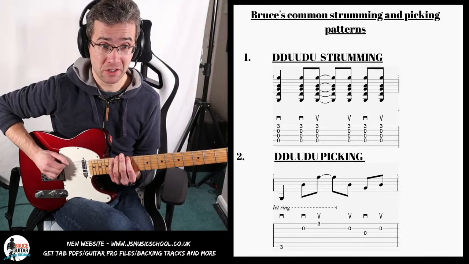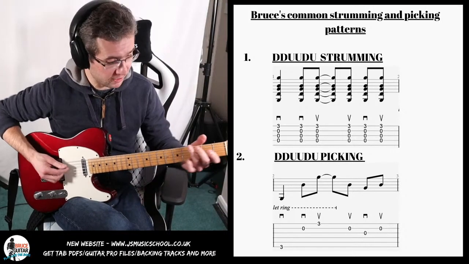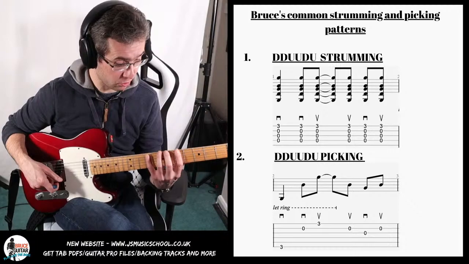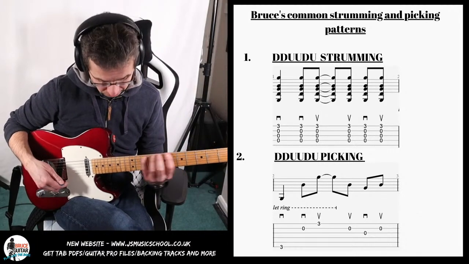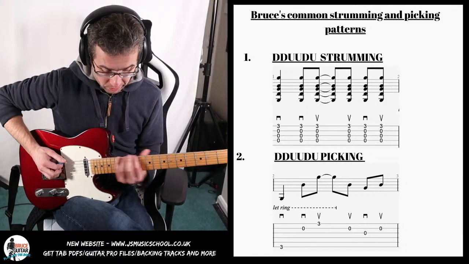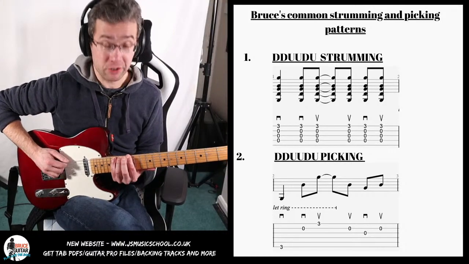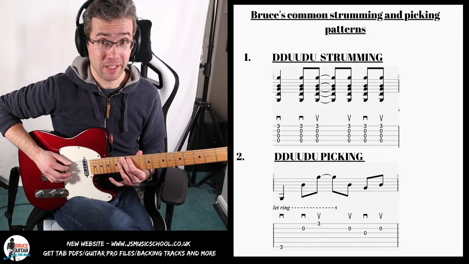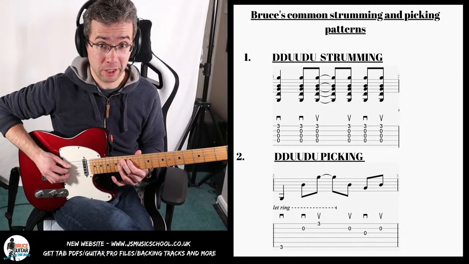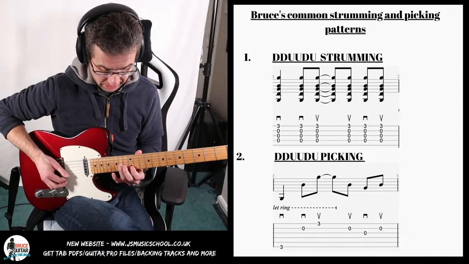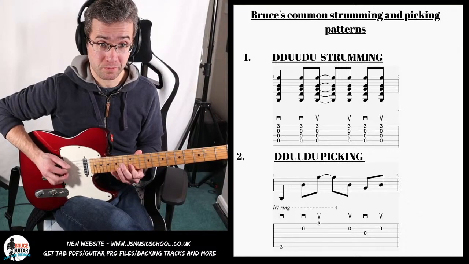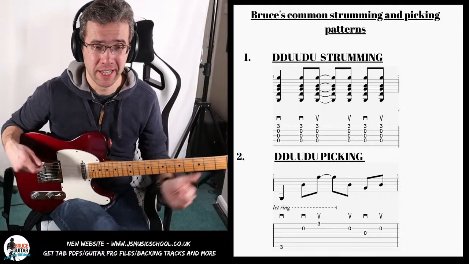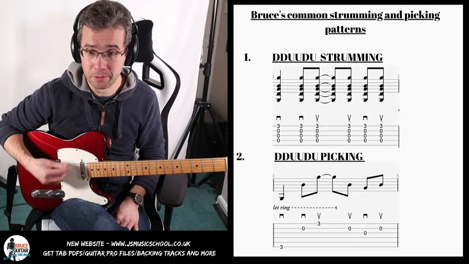Eventually, string skipping is, if you're struggling and hitting the wrong strings all the time, I thoroughly recommend doing string skipping. You can also do that with that exercise that I just showed you. The idea with the pentatonic, if I just show you here, string skipping: you do the E string, skip to the D string, go back to the A string, skip to the G, go back to the D, skip to the B, go back to the G, skip to the E. Again, check my other videos for that on the other channel, because that's just going to give you some more independence.